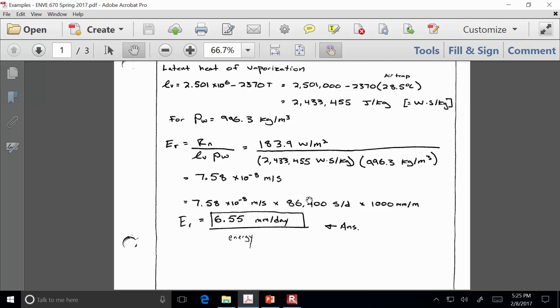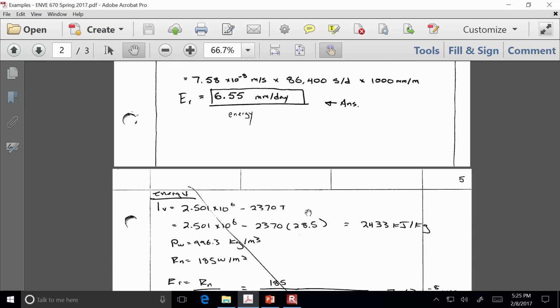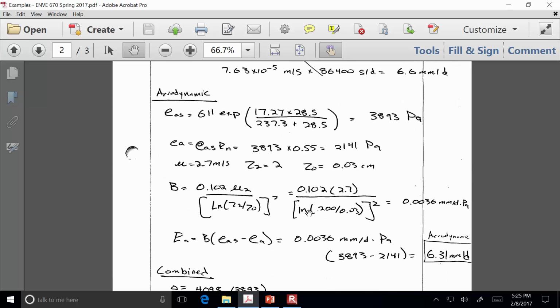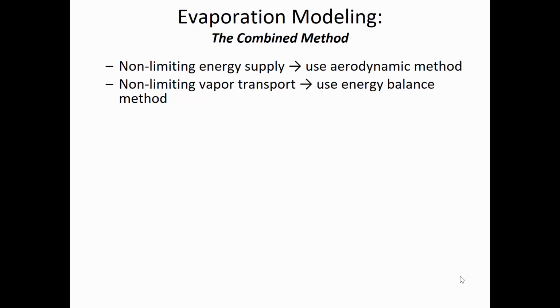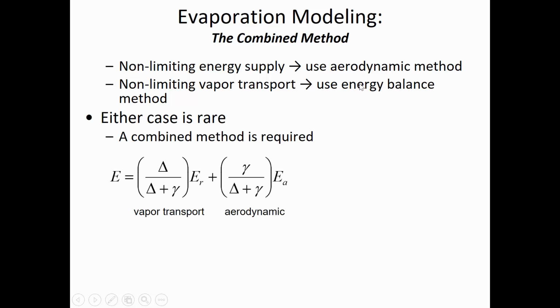I should change this example to make that difference bigger. I should maybe change the example so there's less wind. If I gave it less wind, then aerodynamic would be saying that there's less evaporation. The way that we reconcile those two different methods is the combined method. The combined method will include both an analysis of the available energy and an analysis of the available transport. Transport was the aerodynamic method, and it looked at the wind moving away the humidity. And the energy method was looking at the latent heat of vaporization, providing that latent heat of vaporization.